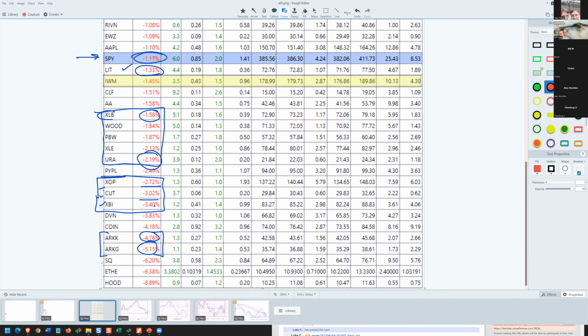And then all the Bitcoin and financial disruptors getting smashed. Robinhood down 9%. Ethereum off another 6%. Squarespace 6.2%. Coinbase off 4.1%. Devon Energy in the companies minus 3.8 on weakness in energy. PayPal off 2.5. So the financial disruptors were getting smoked.